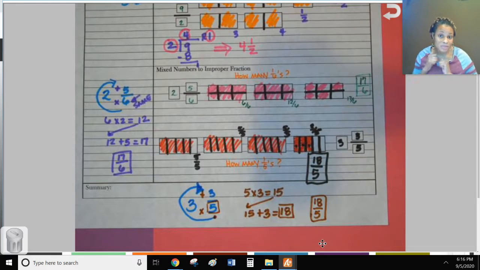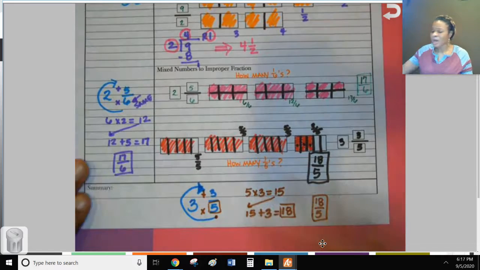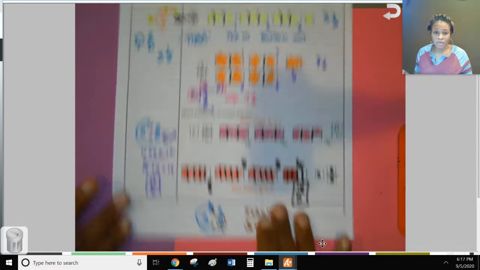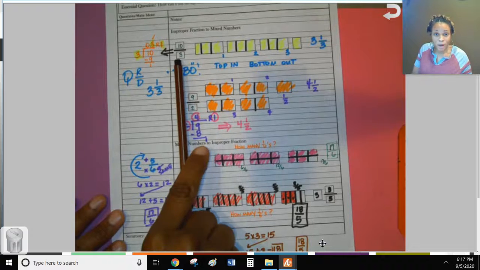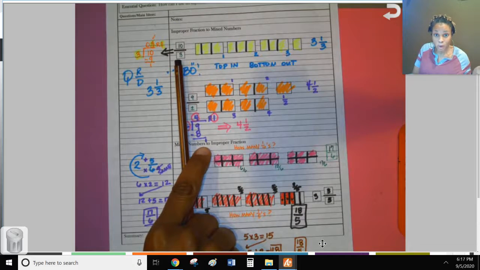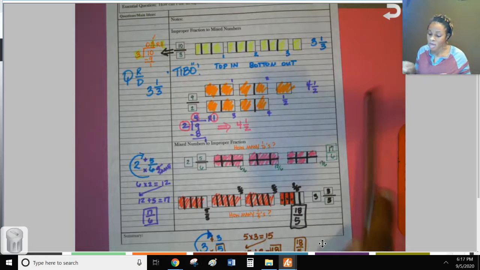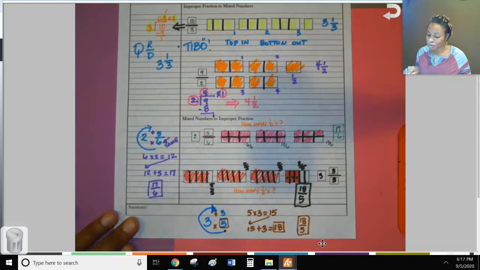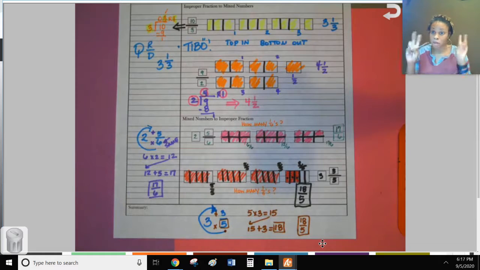I hope that this made sense to you guys. And if it did not make sense, please watch this video again. You can go on YouTube and try some other ones so that you have just some more sense being made out of it. I'm going to give you 2 to practice before we end this video. But again, for improper to mixed, T-bow, top in, bottom out, you're going to divide. And from mixed to improper, you're going to use this algorithm, which we're just going to call the Texas method, just so you know what I'm talking about, to change from mixed to improper.